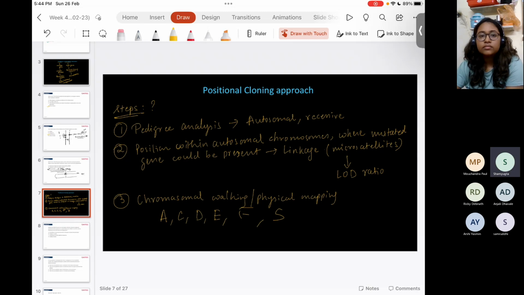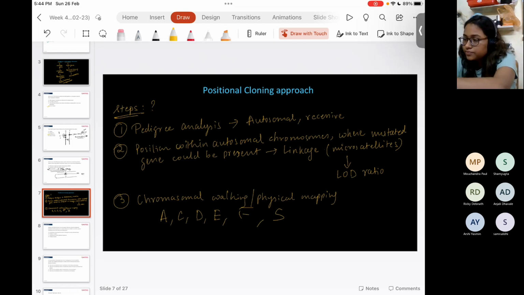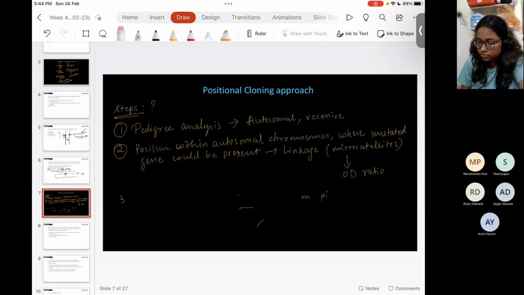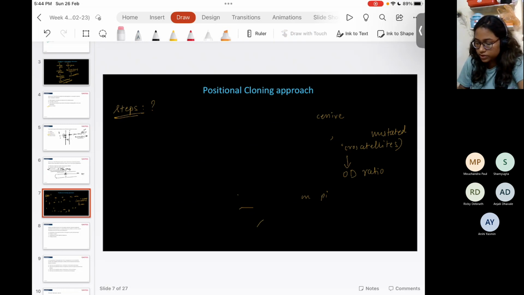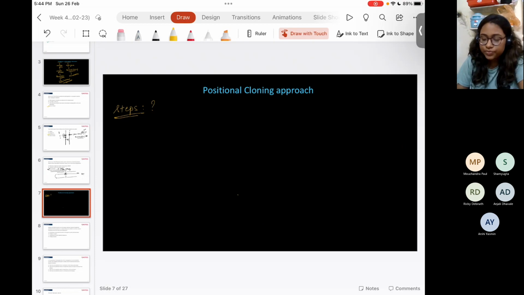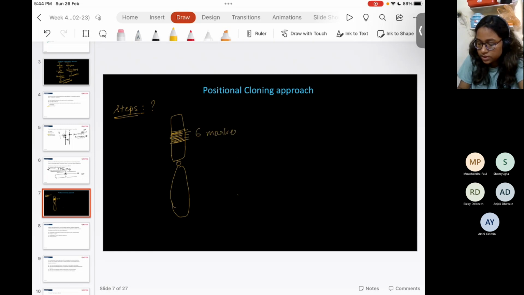Can you please explain again the chromosomal walking? Okay, sure. Let me draw so that you will understand that better. So say this is the chromosome, and you have identified this particular region, and in this region there are say 6 markers, 6 macrosatellite markers within this particular region.